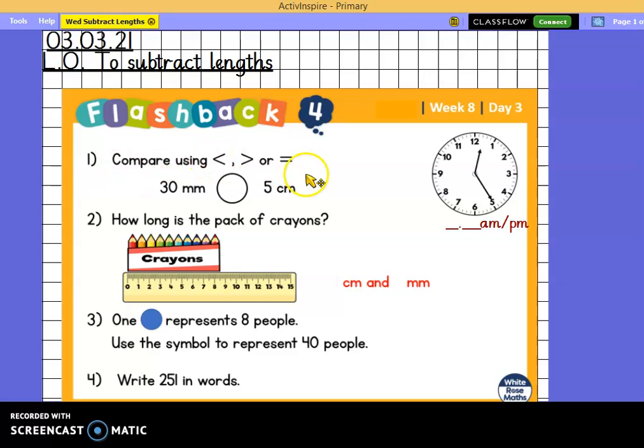1. Compare using the symbols 30 millimeters and 5 centimeters. Number 2. How long is the pack of crayons? Measure it in centimeters and millimeters. Number 3. One blue circle represents 8 people. Use the symbol to represent 40 people. Number 4, write 251 in words and then do the time. Pause the video while you do that, then we'll check your answers.